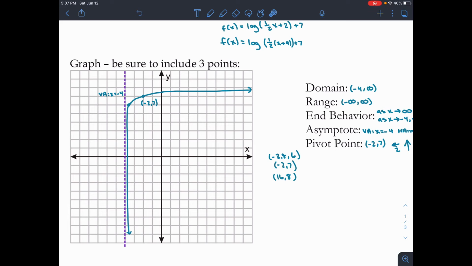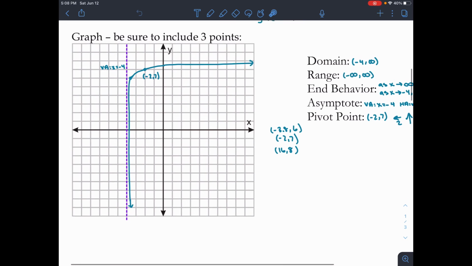So the domain, we go from left to right. We see that negative 4 is the asymptote when x equals. So we can see that it really doesn't touch it. We have this parentheses, not the bracket, to indicate that it's like 3.99999 forever, but it wouldn't ever touch negative 4. So we have negative 4 to infinity because of this arrow. It would just keep going to infinity.